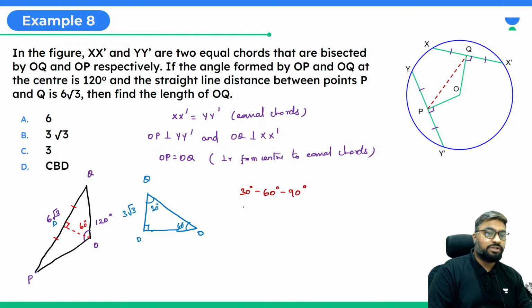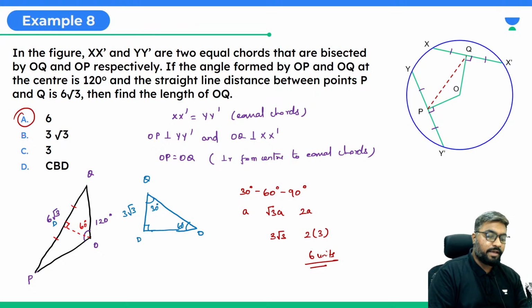The side opposite to 30 degrees is A, the side opposite to 60 degrees is root 3 A, and the side opposite to 90 degrees is 2 times A. Yes. So opposite to 60 degrees is 3 root 3. So we get A is 3. They want us to find the length of OQ, that is opposite to 90 degrees, which is 2 times A, 2 times 3, 6 units. Okay.